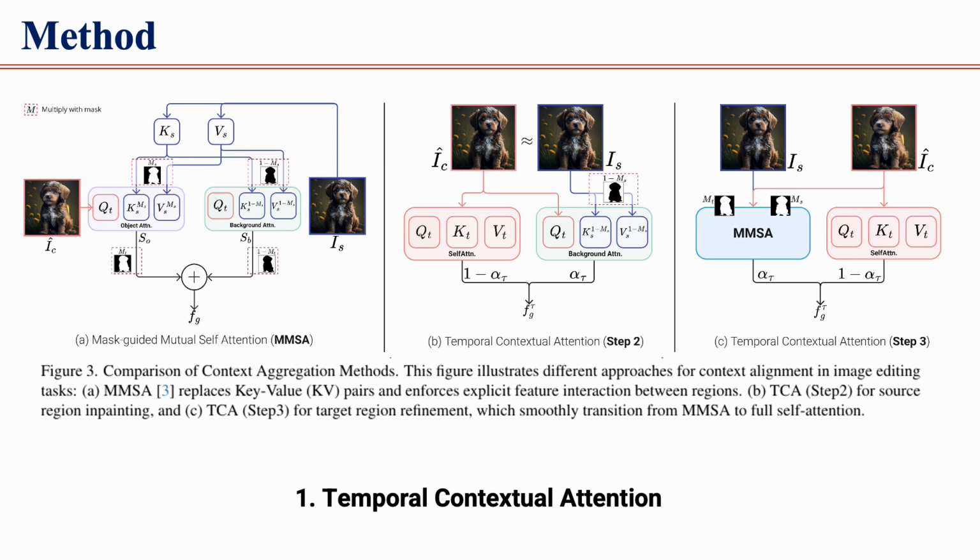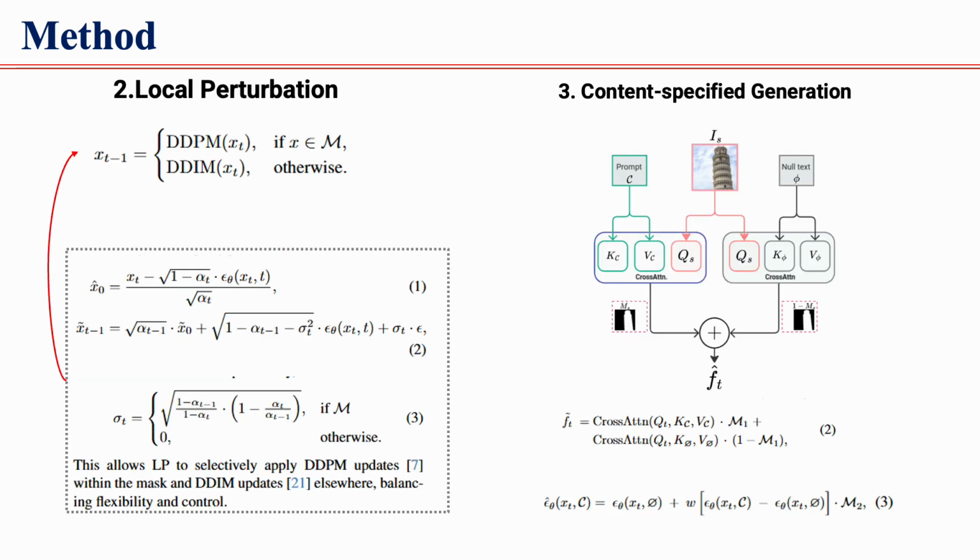FreeFine contains three complementary modules. First, temporal contextual attention, which embodies the mechanism to smoothly transition from mask-guided mutual attention to full self-attention and preserve global structure during large edits. Second, local perturbation selectively injects noise via DDPM updates into user-defined regions to permit substantial content change without disturbing the rest of the image. Third, content-specific generation, which utilizes classifier-free guidance and cross-attention based on user-provided prompts to steer newly generated content, ensuring desired details appear only where intended.